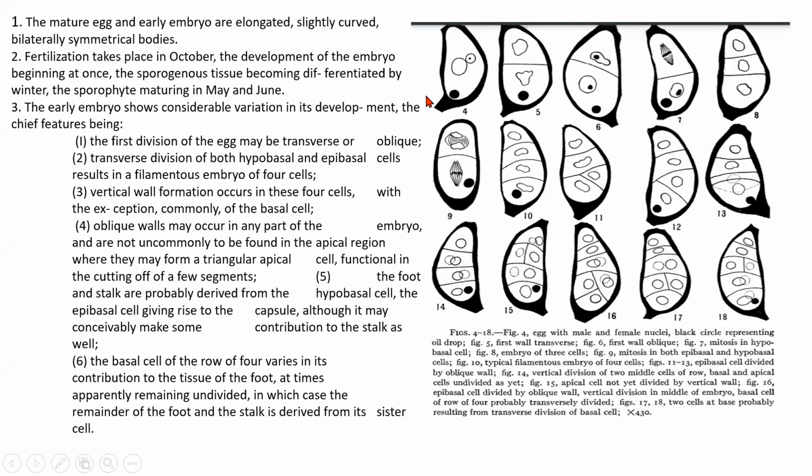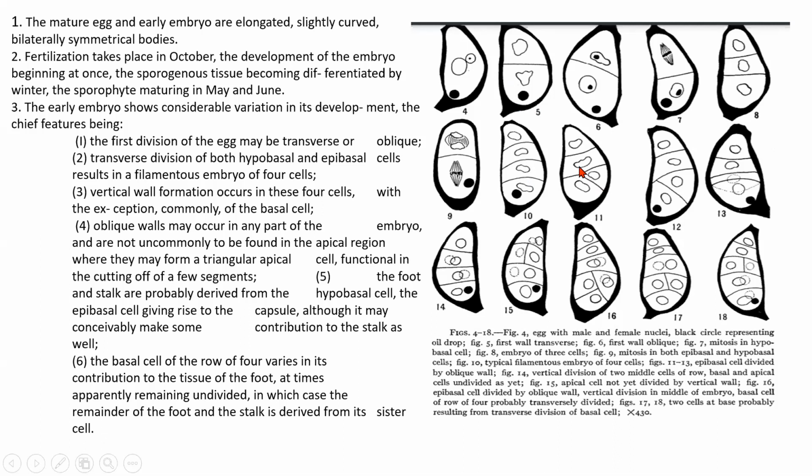So in the early embryo, the first division is transverse. It forms the hypobasal cell and the epibasal cell. The upper cell is called the epibasal cell. The lower cell is called the hypobasal cell. It divides in such a way that it forms 4 cells. Then after the transverse wall formation, you can see vertical wall formation occurs.